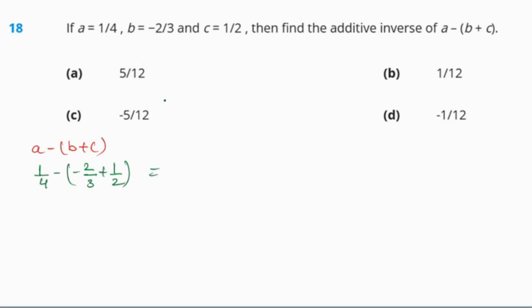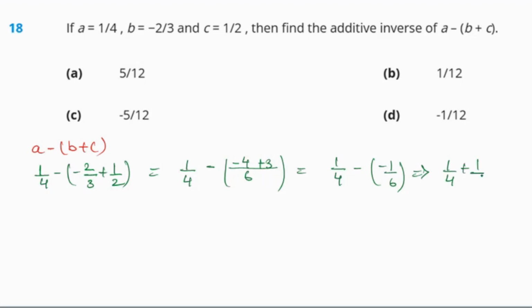If we solve it, we will be getting 1 by 4 minus, taking the LCM, we will be getting 6 only. Here we are getting minus 4 plus 3. So we will be getting 1 by 4 minus 1 by 6. Okay, so we will be getting 1 by 4 plus 1 by 6. Now the LCM of 4 and 6 we will be getting 12 only. So 12. Here we are going to get 3, here we are going to get 2. So we are getting 5 by 12, which is option number A.